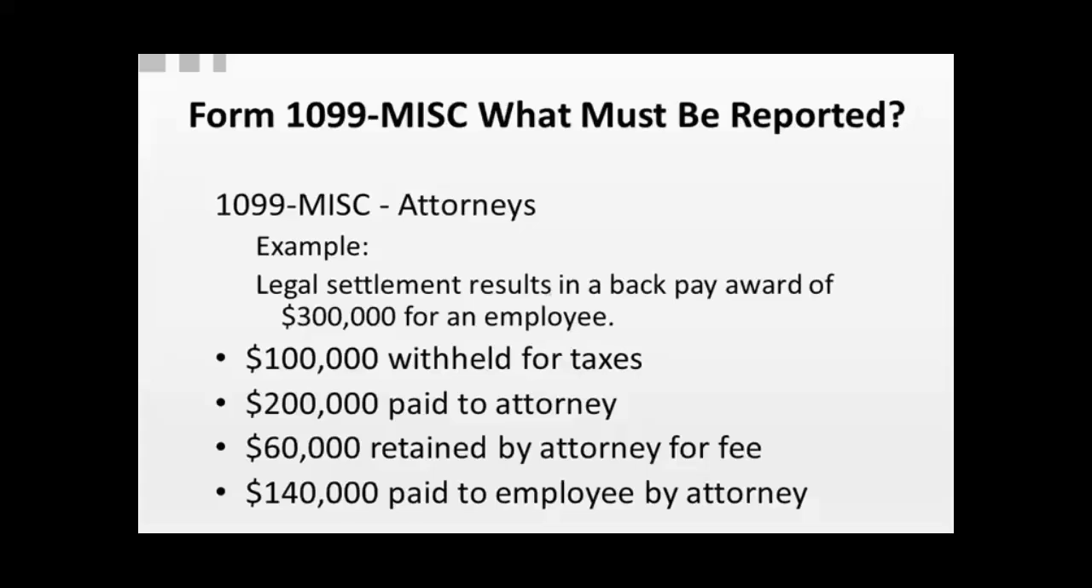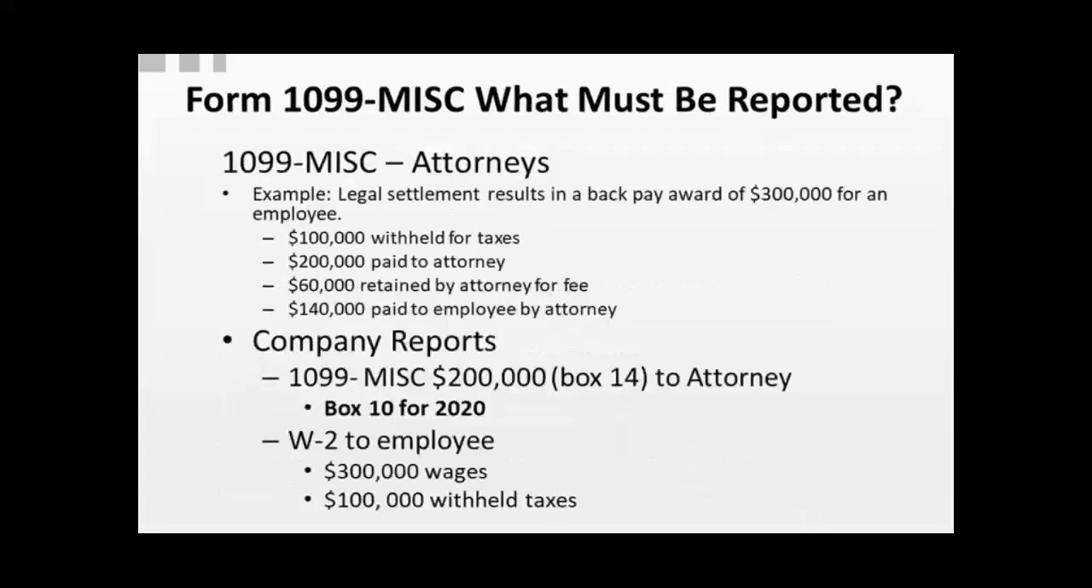The attorney retains $60,000 for the attorney's fees, and the remaining $140,000 is paid to the employee or former employee by the attorney. The company reports on Form 1099 miscellaneous $200,000 in box 14 to the attorney. On 1099 miscellaneous for 2020, it'll be box 10. It also issues a W-2 to the employee showing $300,000 in wages and $100,000 withheld for taxes.